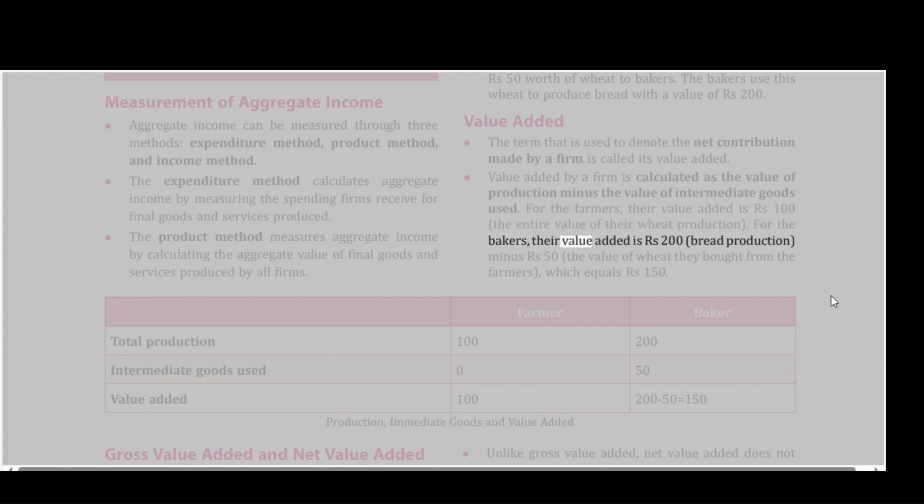For the bakers, their value added is 200 rupees of bread production, minus 50 rupees, the value of wheat they bought from the farmers, which equals 150 rupees. Farmer, baker: total production 100, 200. Intermediate goods used 0, 50. Value added: 100, and 200 minus 50 is equal to 150. Production, intermediate goods, and value added. Gross value added and net value added.